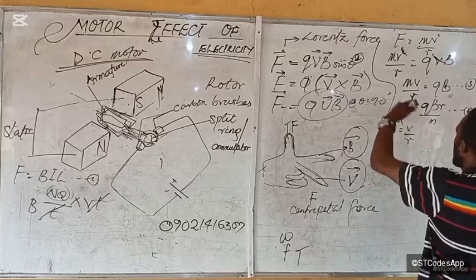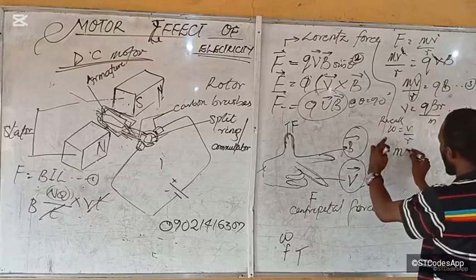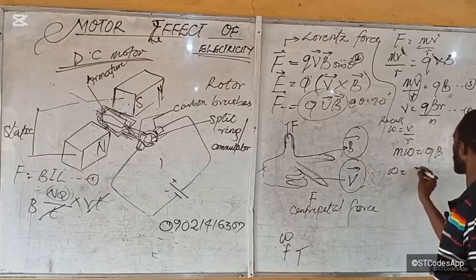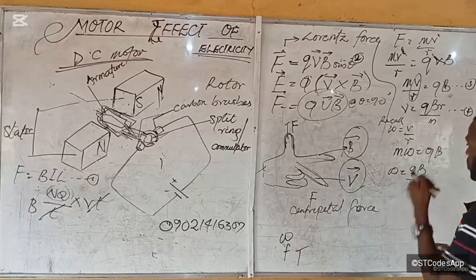So if this is the case, that means that this part of the distance is v over r omega. So m omega is equal to qB. Does this make sense? So omega is going to be qB over m. Does this make sense? Okay.